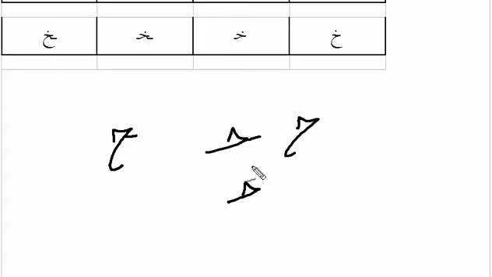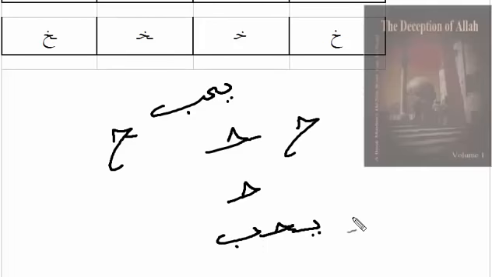So this is why we said as an example, yuhib. You, this is letter Ya, later we will take it, and then we write the letter Ha, and then we write the letter Ba, and that's it. We connect. We have a word.